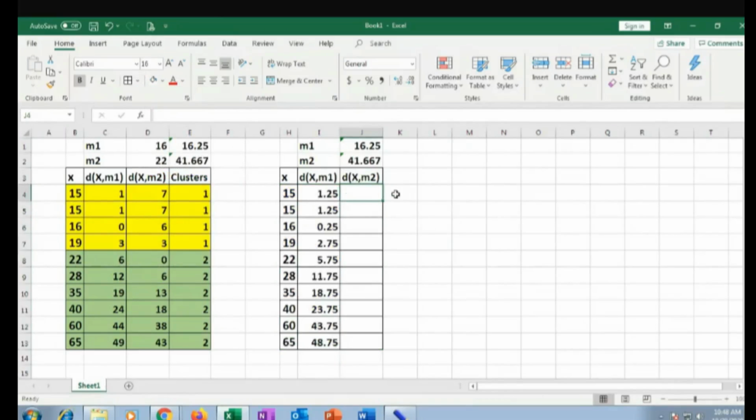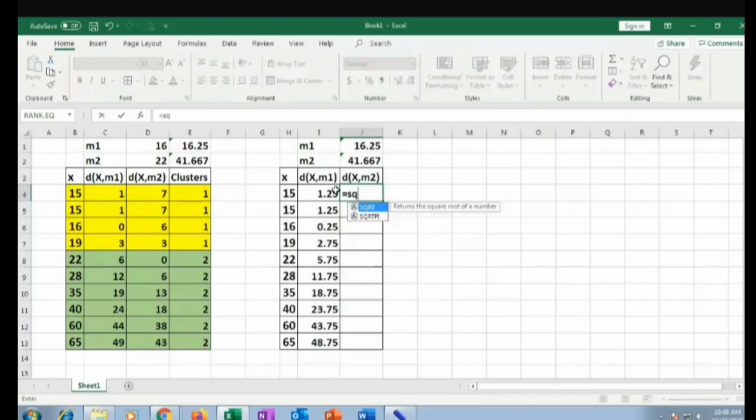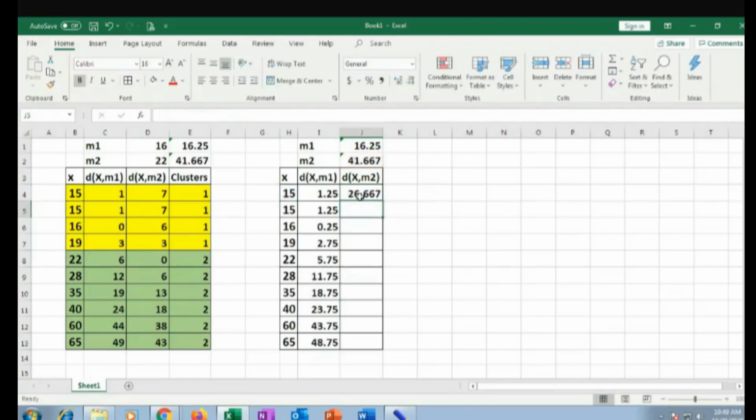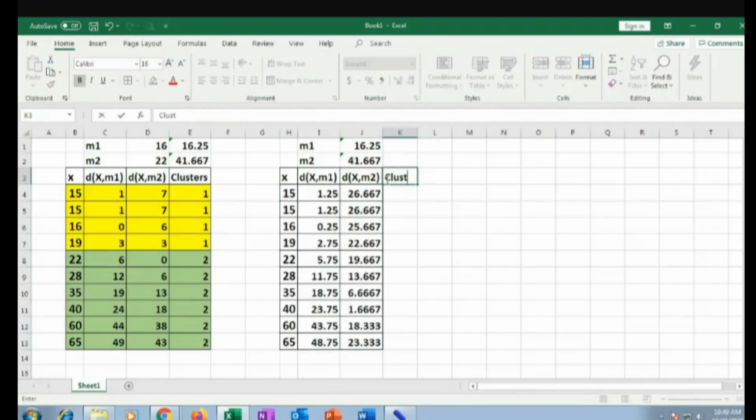Again equal to square root of this minus this raised to 2. Again I will put a dollar over here so that I can drag this equation. Then what are the cluster assignments? So clusters, look at that, which one is minimum? This one is minimum, so it will be in 1. 1.25 is minimum, so it will be 1. 0.25 is minimum, so it will be 1. 2.75 is minimum, so it will be in 1.